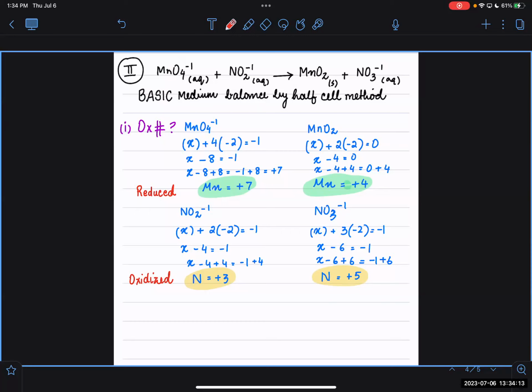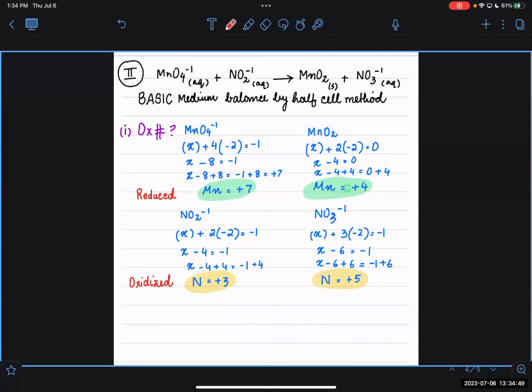Like when you do manganese, why aren't you doing it for oxygen? Oxygen is always -2. That's the rule, right? The oxidation number is always -2, except when oxygen is in peroxide. Peroxides are like H2O2, Na2O2. That type of formulas will be a peroxide formula. So in a peroxide, the oxidation number of oxygen is always -1. Otherwise, oxygen is always -2. That's given.